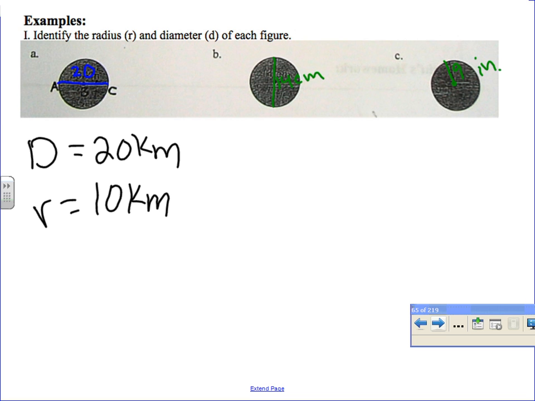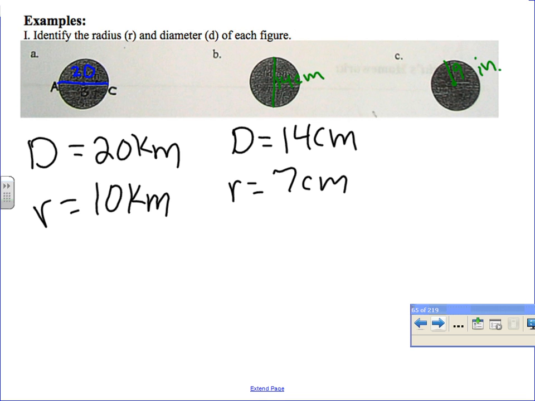Okay, let's do one more of those. Letter B, the end of the circle to the other end, going through the center, is 14 centimeters. So, Evan, what's the diameter of letter B? Good, 14. So diameter is distance, guys, going from one end to the other and through the center, so 14. Mike, what's the radius? It's not nice. So 7 centimeters. Radius is always half the diameter, always.